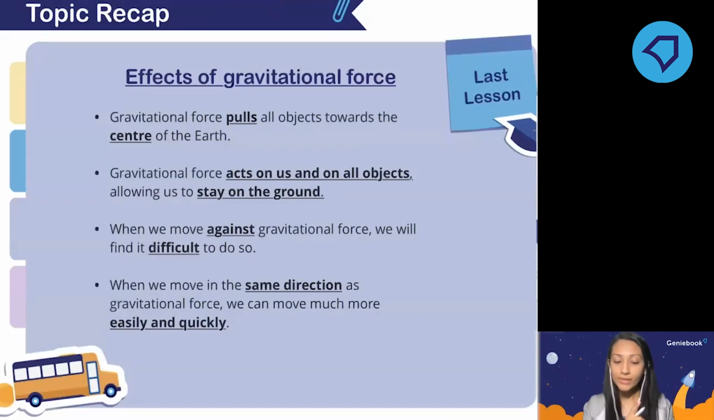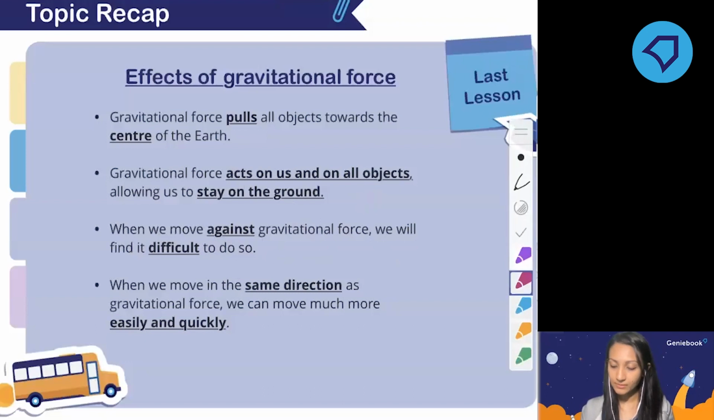Last week we went through gravitational force, or gravity. Today we are going to recap on that. Let's go through these points. Gravitational force pulls all objects towards the center of the Earth. All planets technically have their own different gravitational force, and Earth has it as well. That's the reason why we are staying put and not floating everywhere. Gravitational force acts on us and on all objects, allowing us to stay on the ground. When we move against gravitational force, we will find it difficult to do so.